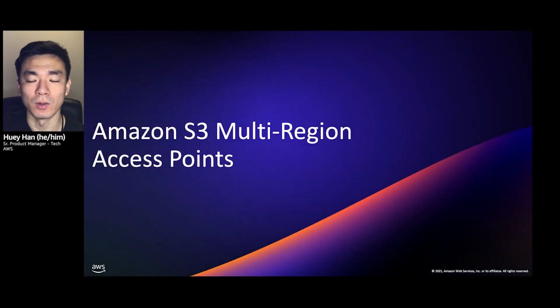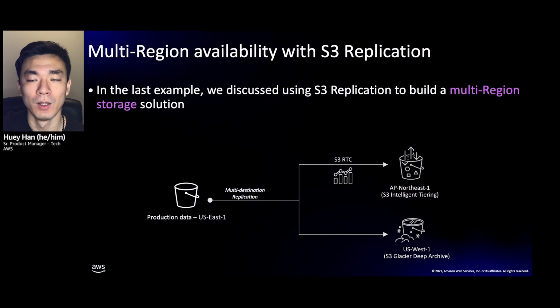Awesome. So let's move on to the next section. We're going to talk about S3 Multi-Region Access Points. So in our very last example, we talked about customers using S3 replication to build a multi-region storage solution. And in fact, at S3, this is the trend we're increasingly seeing from our customers, where customers want to store their data in multiple AWS regions.